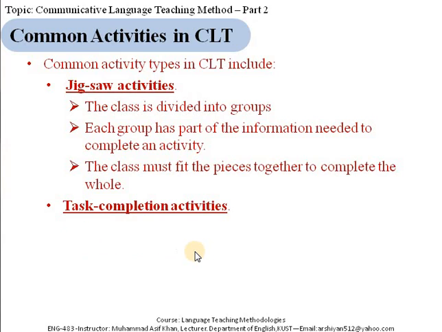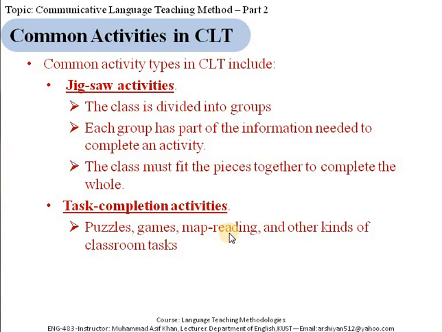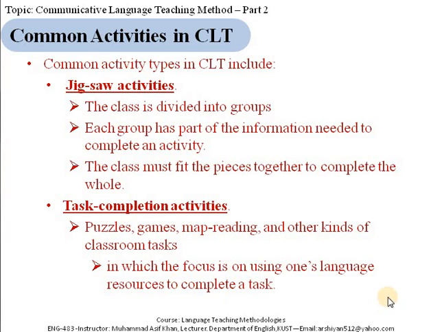Other activities in CLT are task completion activities. Puzzles, games and map reading activities are given to the students, and in this way a number of other kinds of classroom tasks are given, but the focus is on using one's language resources to complete the task. These games are played or maps are completed with the help of the language resources.